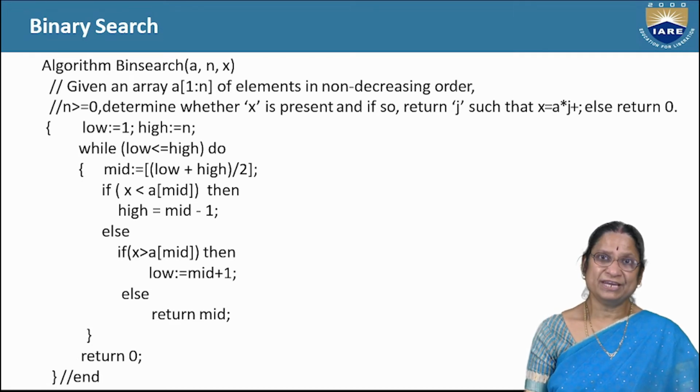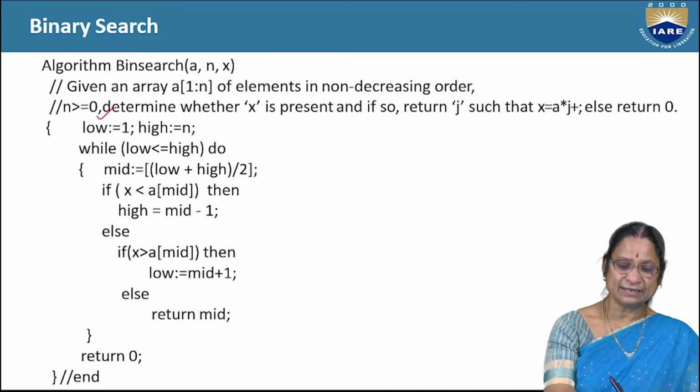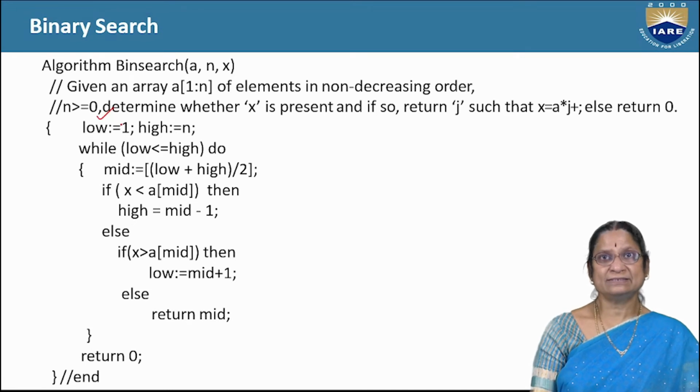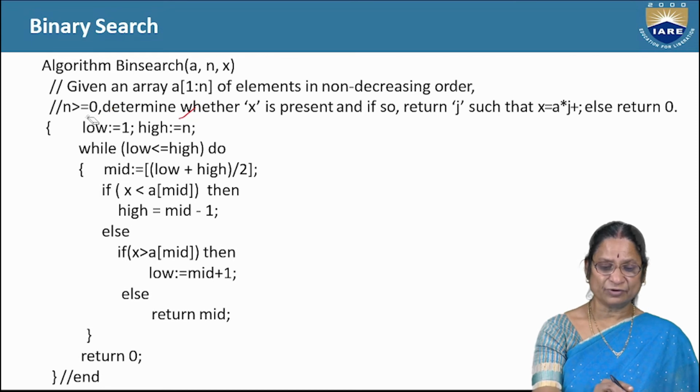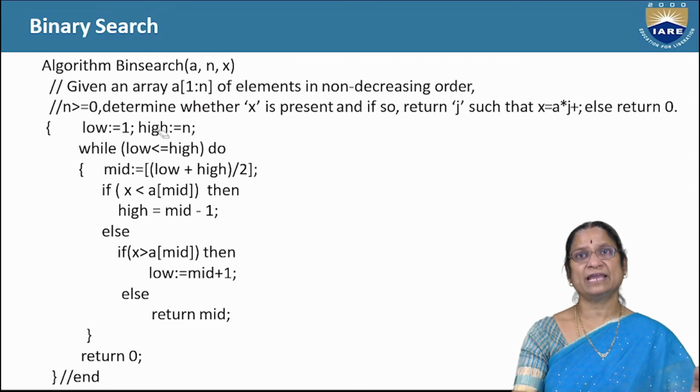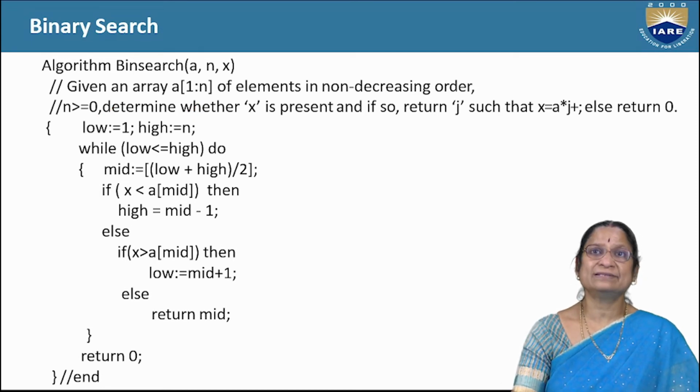So I am using 2 variables, low and high. Low indicates the lower bound of my list. High indicates the higher bound. We can start from 1 to N or 0 to N minus 1. Either of the cases can be considered by us, it depends upon the language sometimes.